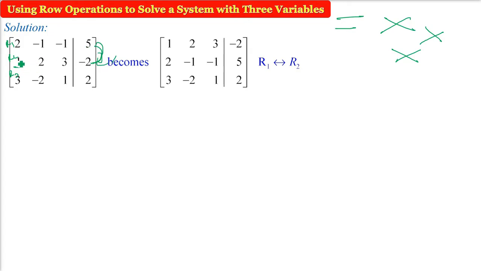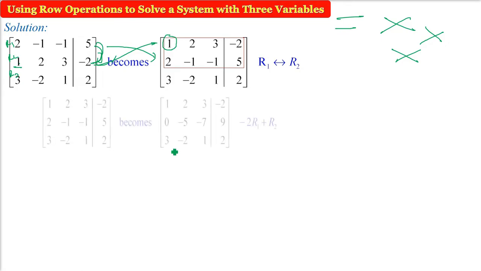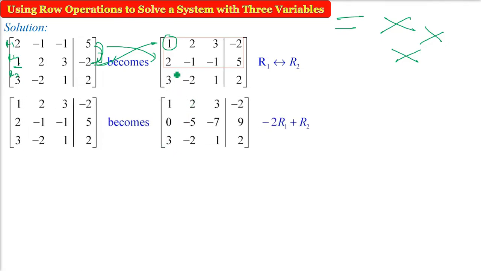It doesn't change. So we are exchanging R1 and R2. Why? Because we need 1 in the first row. This is the requirement of echelon form. So if we just exchange the rows, we get 1. Now we have to make 2 as 0. The first value of the second row has to be made 0. And we will use the other rows to actually solve it. So the row 2 has to be added with negative 2 multiplication of row 1.